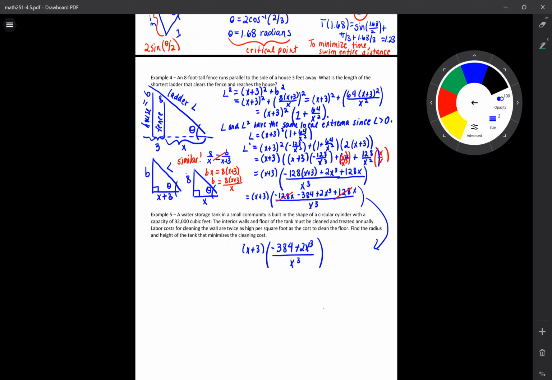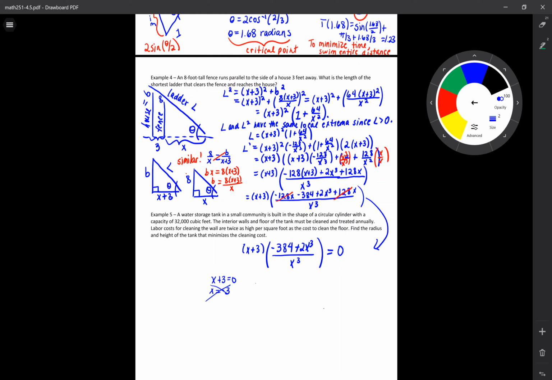And again, I'm trying to solve for L prime here, so I set this equal to 0. Congrats, we almost are done with this problem. All right, so I have two things that are multiplied here that are equal to 0, so that means that each term can equal 0. So if I set x plus 3 equal to 0, I get x is equal to negative 3. But that does not make sense here. This x is a positive distance, so we throw this answer out because it does not make sense.